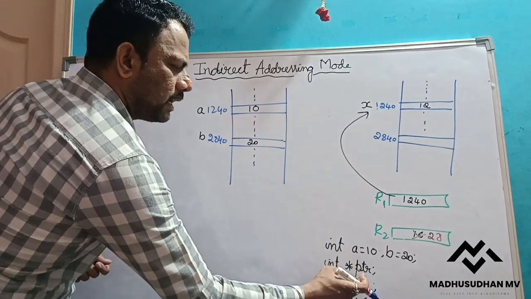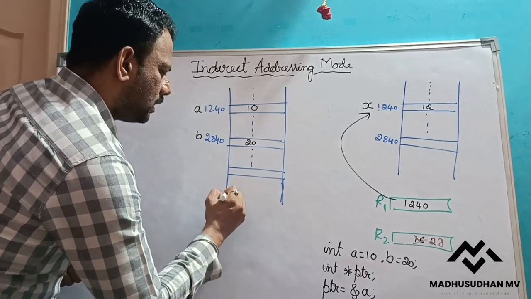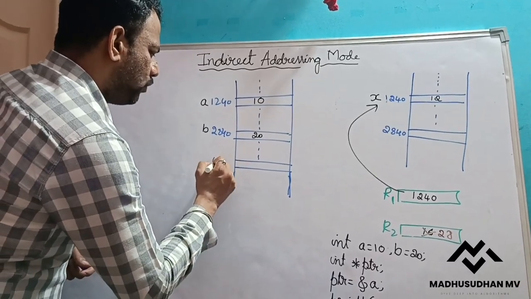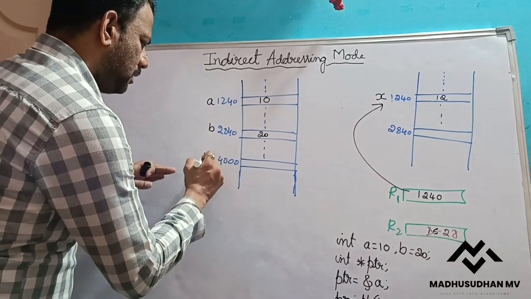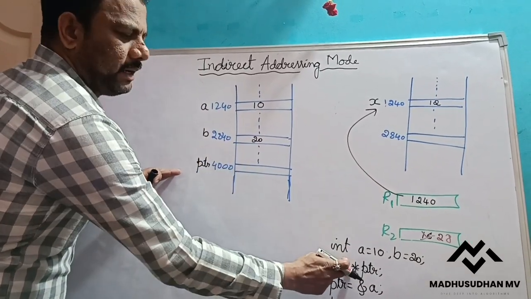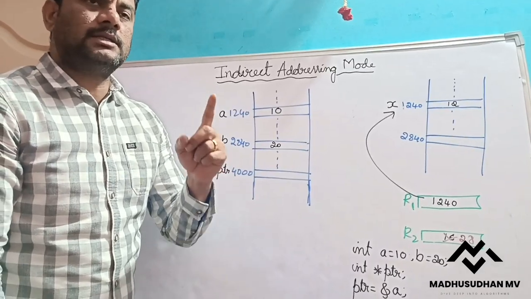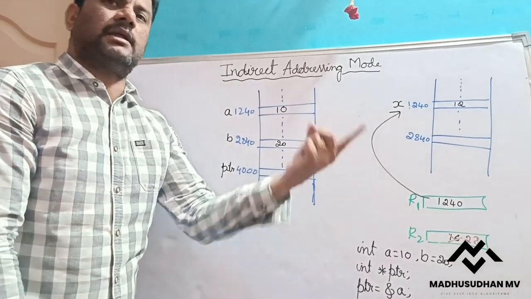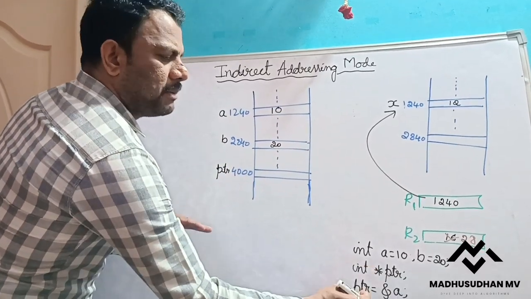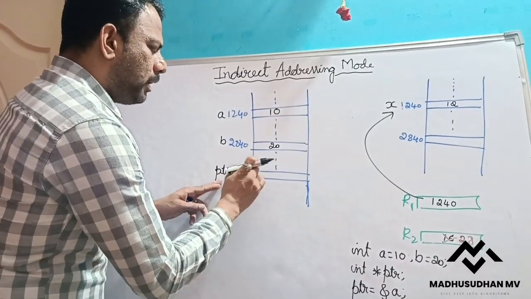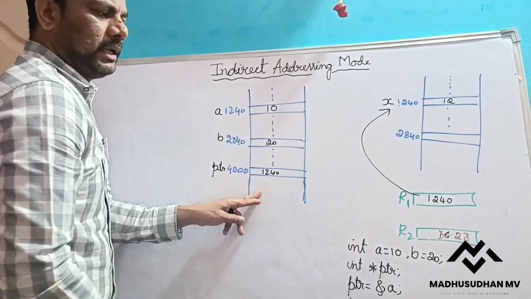And I used one more variable. What is the variable name? That I declared as a pointer. So let us say this is 4000, this is the address. To this address I have given the name PTR, and this is a pointer. Pointer means what? A pointer is an address variable. That means a pointer is a variable which contains the address of another variable. Okay, now in the pointer, what am I storing? The address of A. What is the address of A? 1240. So 1240 I am storing here.